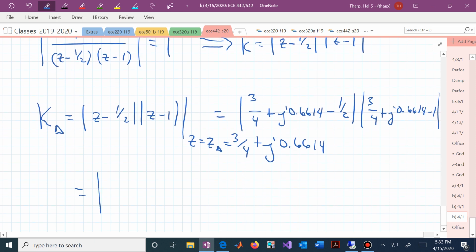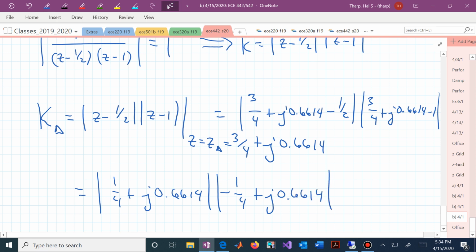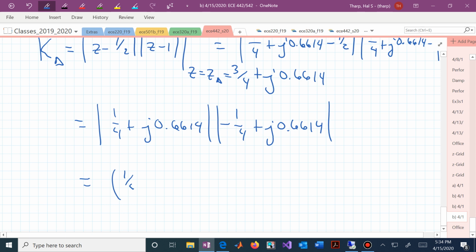And I think you can see that those are the same length. We have 1/4 plus j 0.6614, times minus 1/4 plus j 0.6614. So we have 1/4 squared plus, or the real part squared plus the imaginary part squared, square rooted to get the magnitude, but we have that same expression on the second term, so we really have this, and if we compute that, we end up with k being equal to 1/2.